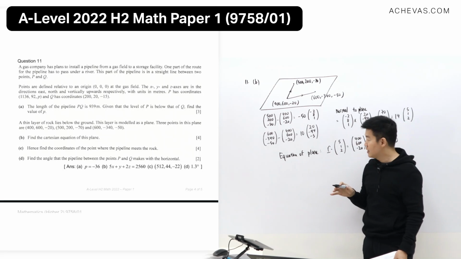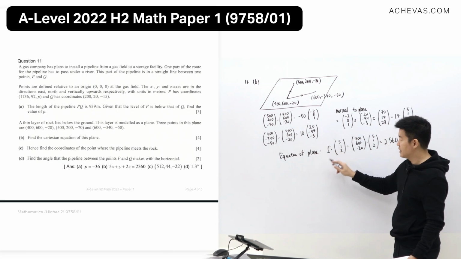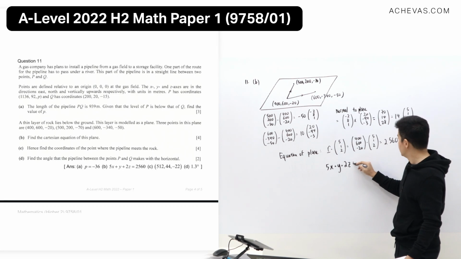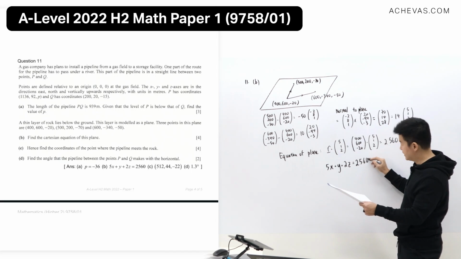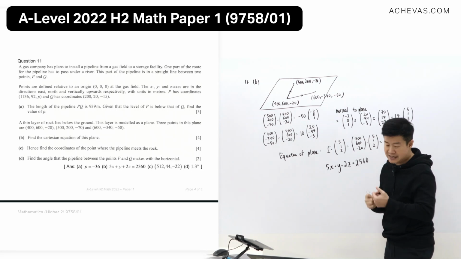And the question requires us to give the Cartesian equation. So replacing r by (x, y, z), x times 5 is 5x, y times 1 is y, plus 2z. This is equal to 2560. This is the Cartesian equation of the plane. Let's move on to part C.